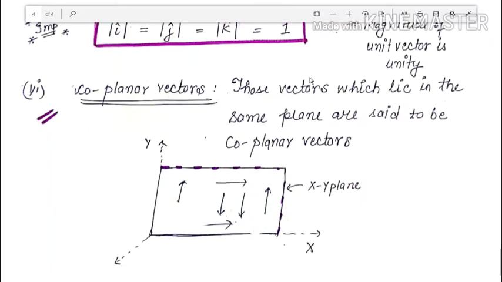Last is coplanar vectors. Those vectors which lie in the same plane are known as coplanar vectors, whether in the xy plane, yz plane or xz plane. But only two axes have to be taken to lie these vectors. That is why they are known as coplanar vectors.